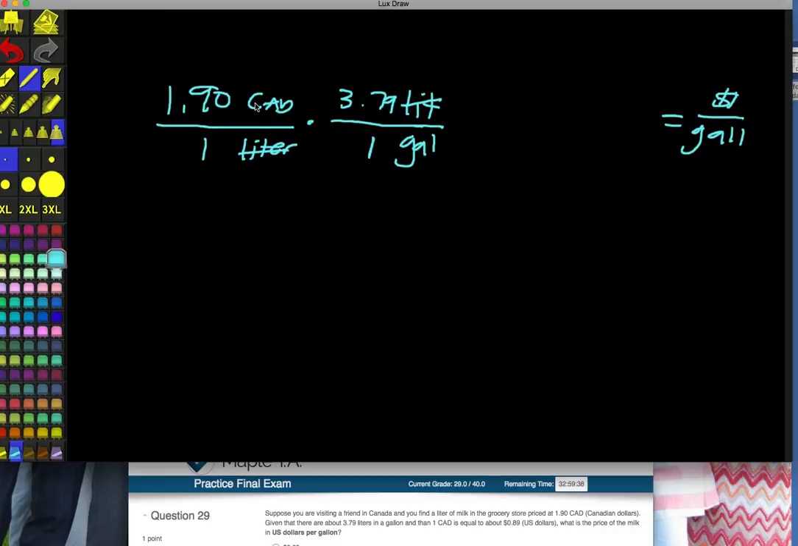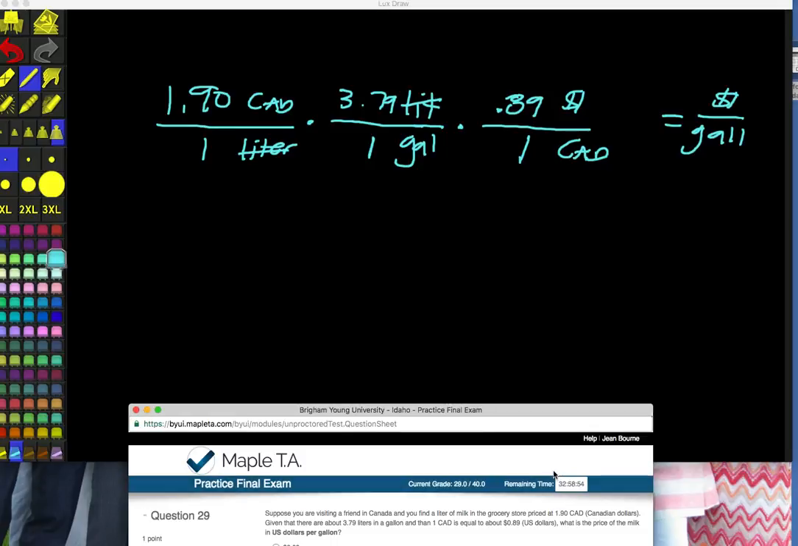Right? So then I go from my Canadian dollars to American dollars. This time I want my American dollars on the top. Look how convenient that is, because I can put my Canadian dollars on the bottom and they'll cross each other out. So it tells me that 1 Canadian dollar is equal to about 0.89 US dollars. Okay, and then I have my dollars per gallon, and so I just do the math, which in this case is just multiplying straight across. 1.9, 3.79, 0.89. Okay, I'm not going to calculate it out for you, but anyway, that's how it works.